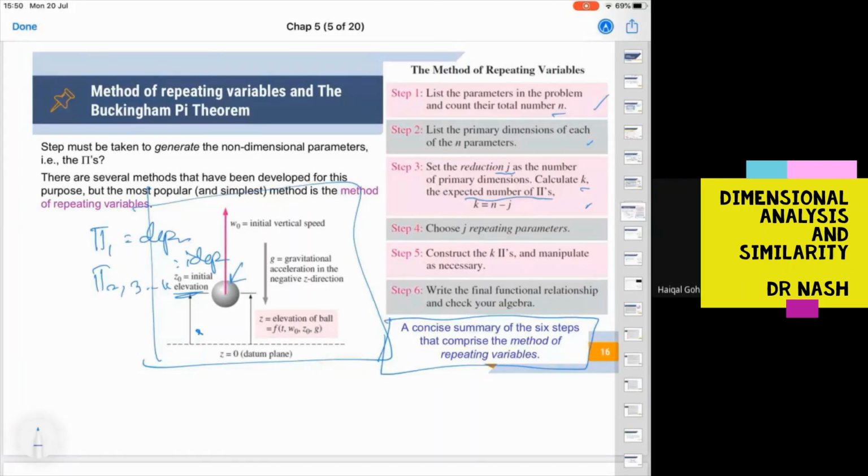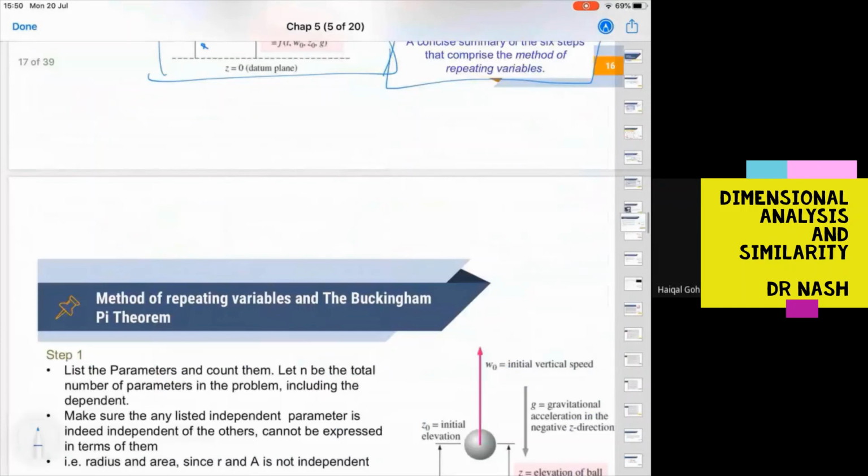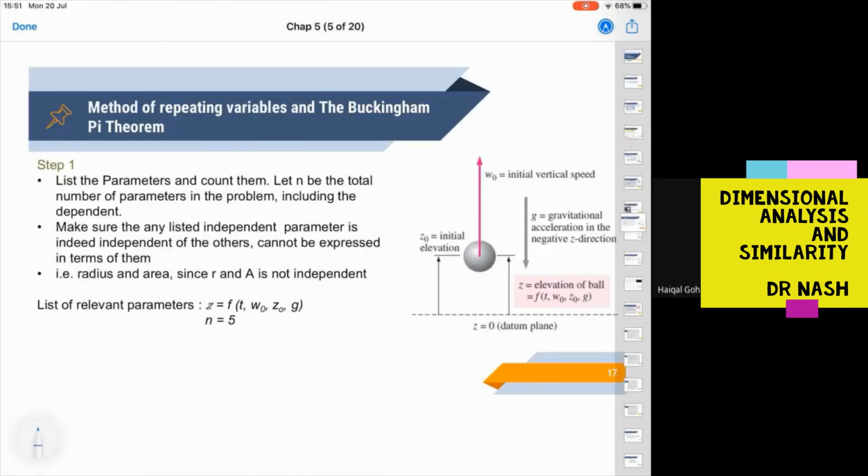Okay, and then we choose J repeating variables, and then we construct K pi's and manipulate as necessary. And then finally, after having all the analysis, we can write the functional relationship. Okay, look at this step by step. I will repeat again if you're not clear. Step 1. Exactly the same thing that I mentioned to you.